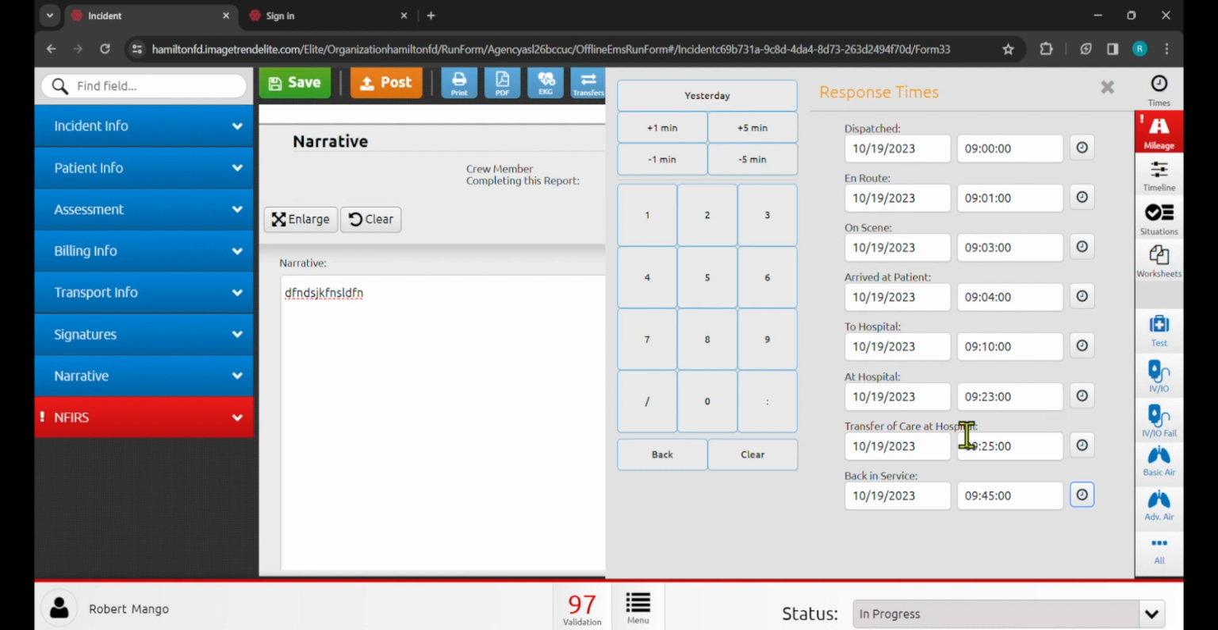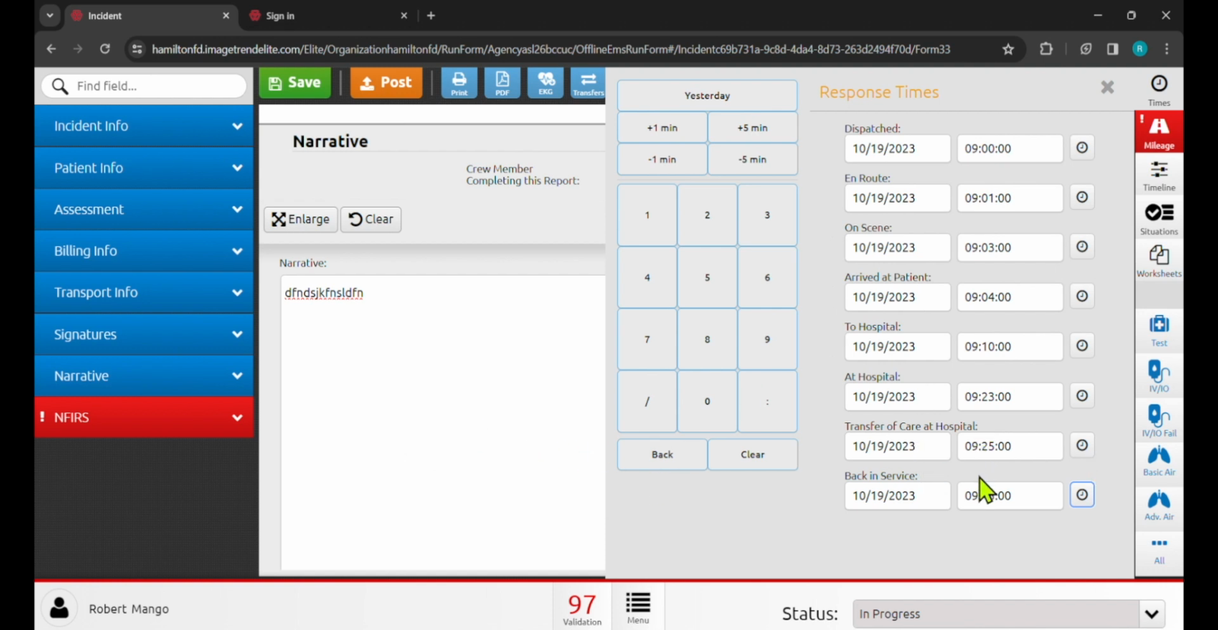Arbitrary numbers, but you can see that with are treated and transported, it required all of these times. Now, these red times would adjust based on your disposition. So if you chose, for instance, patient refused care, obviously we didn't go to the hospital or arrive at the hospital or transfer care at the hospital. So these things will go away, or at least not be red.